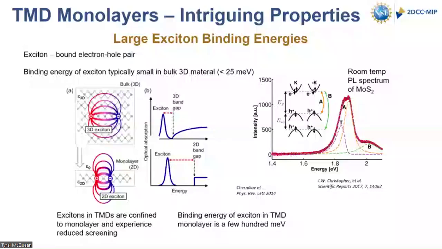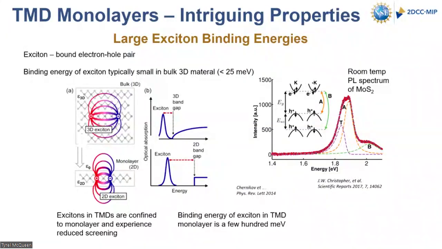And the consequence of that, as we saw, is that it makes the material become direct gap, but this also significantly increases the binding energy of electrons and holes. So typically, in a monolayer TMD, the binding energy is a few hundred millielectron volts, right? So at room temperature, light absorption and light emission is all dominated by exciton transitions.